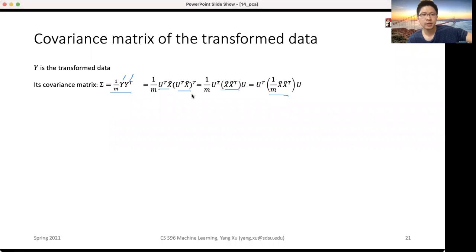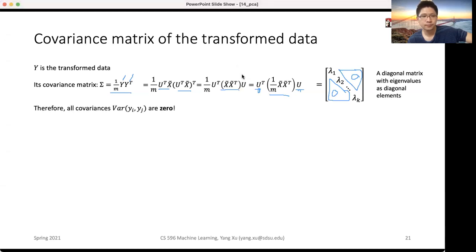So that is the covariance of the projected data, and we know that it will be a diagonal matrix because U is the eigenvectors. So the result of this will be a diagonal matrix that only has non-zero values along this diagonal line, and all the others are zeros. Okay, so that is an interesting property of the covariance matrix of the transformed data.